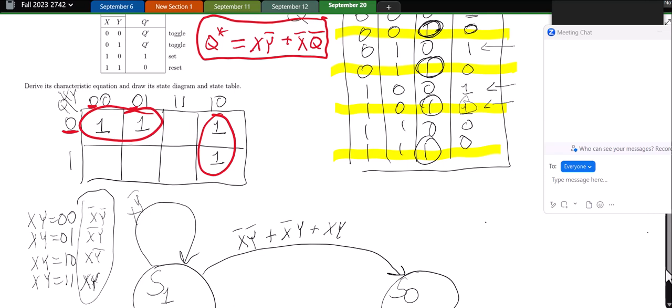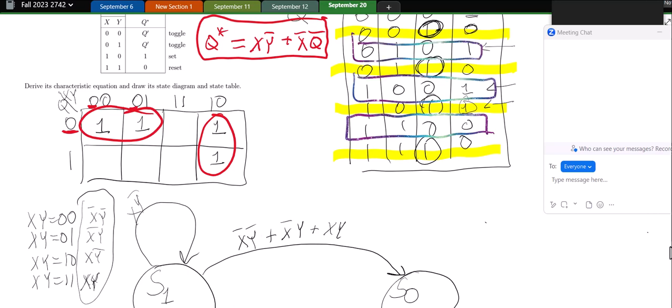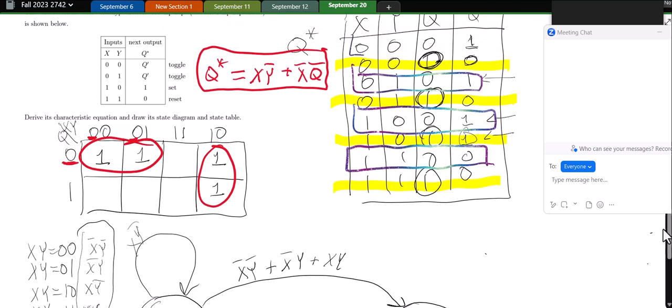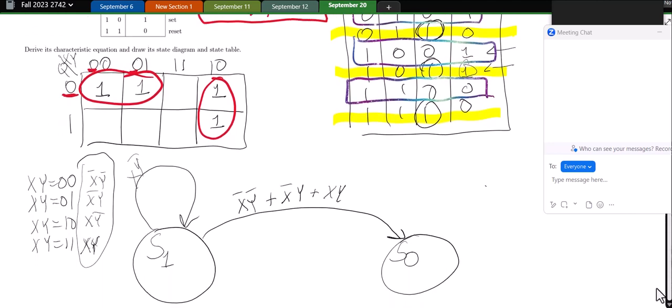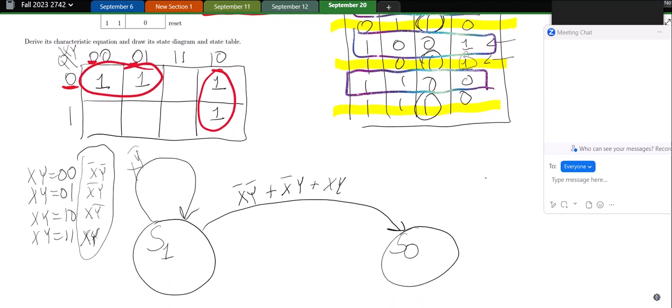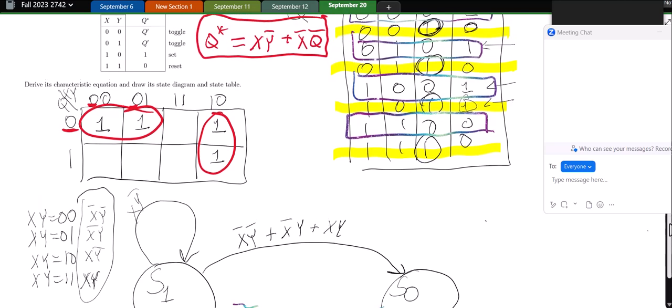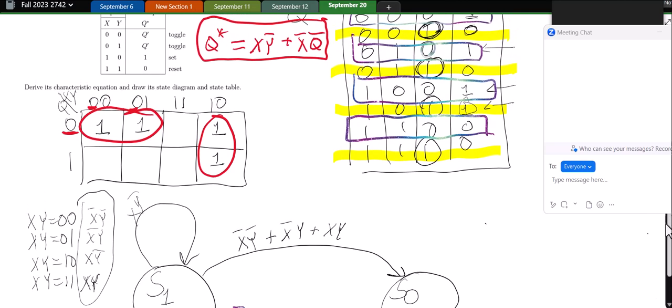Now I have to take care of all 4 possibilities starting from state 0. So that would be the remaining rows in my truth table. And the top row has that if I have x equals 0, y equals 0, and I'm in state 0, then I go to state 1. So that would be right here, and that was with x 0, y 0. And now if I'm in state 0, I have x equal to 0, y equals to 1, I go to state 1.